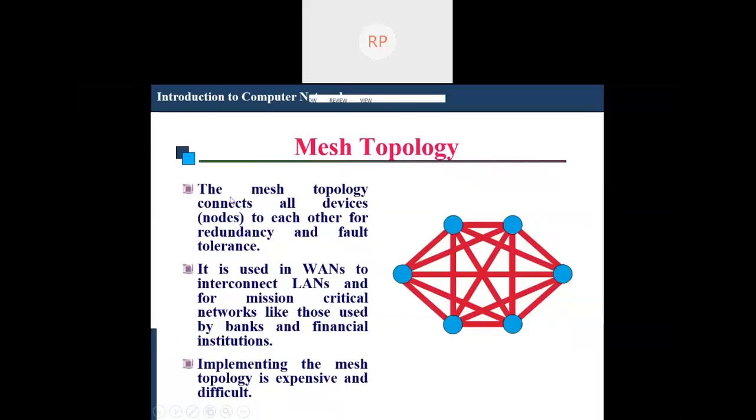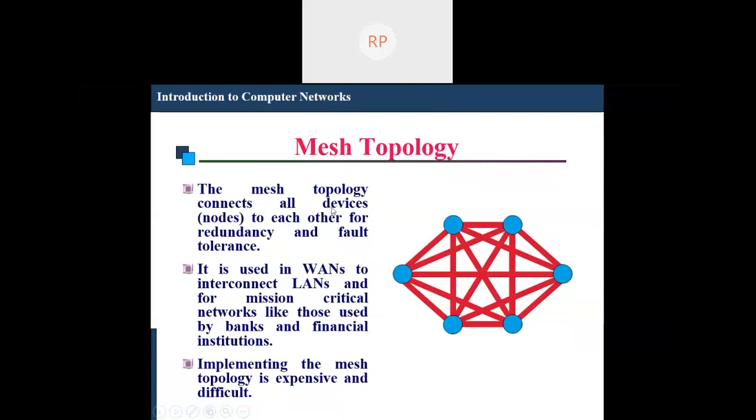Okay, so mesh is a representation where every node is connected with the other nodes. How many nodes? Six nodes. So every node has five connections: one, two, three, four, five. It means it's connected to all the others. That's why mesh is reliable. So we have to discuss it like that.